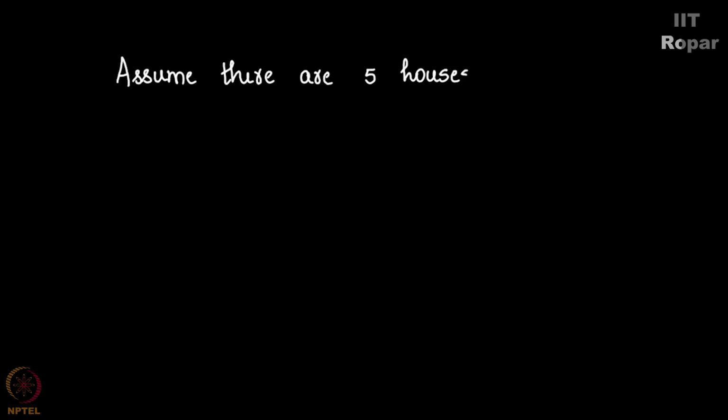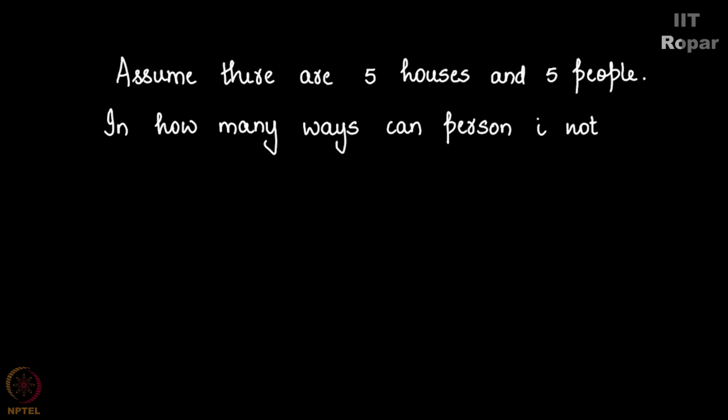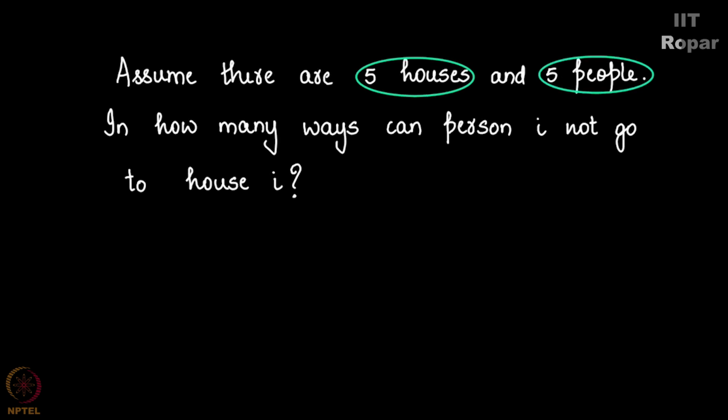Assume there are 5 houses and 5 people. In how many ways can person i not go to house i? You see, we have 5 houses and 5 people. Person i cannot go to house i. What does it mean? Let me tell you.